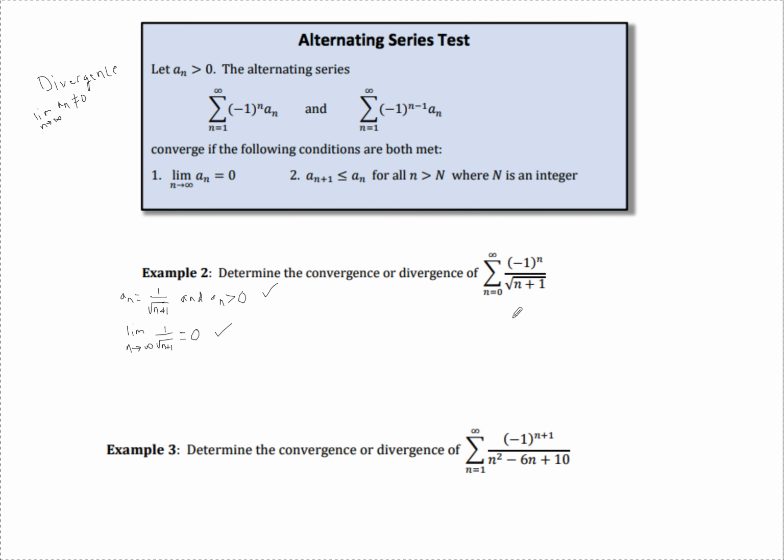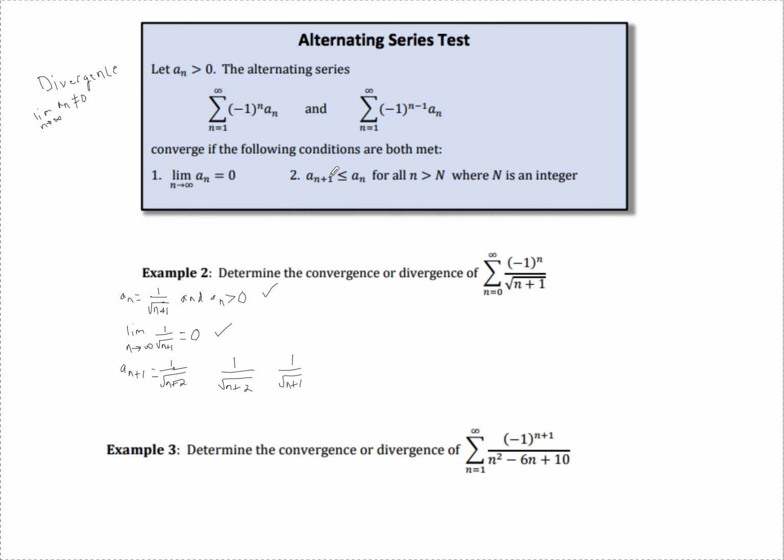I now need to establish that my terms are going to get smaller. This is where we have to actually do a little bit of work, right? So I need to compare a sub n plus 1, which if I take my a sub n and instead of n, call it n plus 1, that'd be 1 over the square root of n plus 1 plus 1, so 1 over the square root of n plus 2. Basically, I'm just adding 1 to my term there. And then I know what a sub n is, so let me compare them: 1 over the square root of n plus 2, and 1 over the square root of n plus 1.